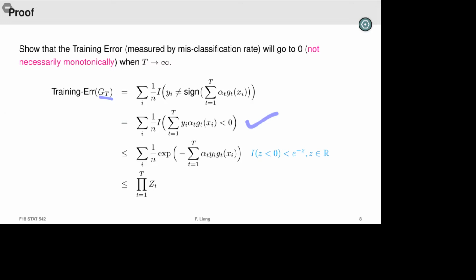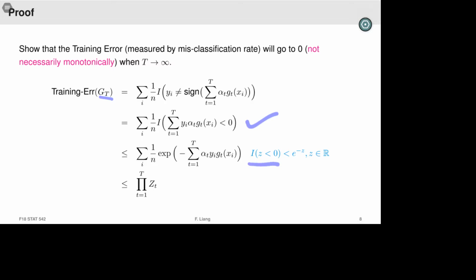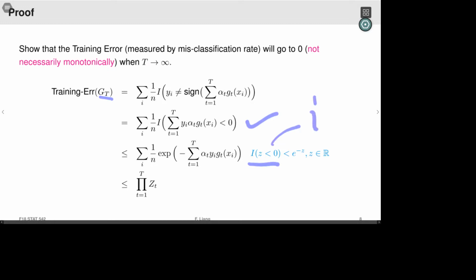And then I want to upper bound this summation by upper bounding the indicator function. How do we upper bound an indicator function? Our indicator function is like this, meaning my input is z. If z is less than 0, this is equal to 1, and it will be 0 if z is bigger or equal to 0. It's just my indicator function, right?